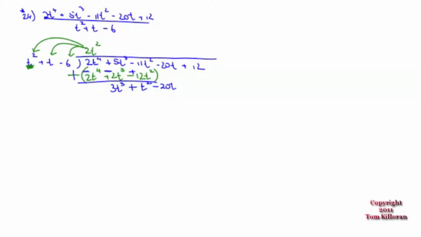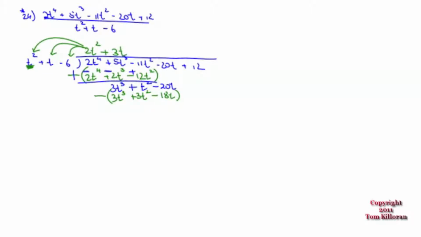What times that t squared way over here to the left is going to give me 3t cubed? 3t. So a positive 3t. 3t times t squared is 3t cubed. 3t times positive t is positive 3t squared. 3t times -6 is -18t. And take this whole thing and subtract it.